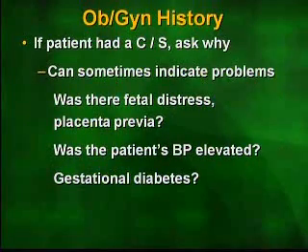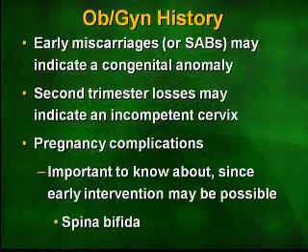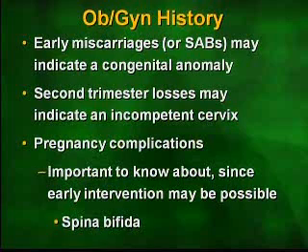Was there fetal distress? Placenta previa? Was the patient's blood pressure elevated? Did she have gestational diabetes? Okay, early miscarriages or spontaneous ABs may be indicative of a congenital anomaly. Second trimester losses may indicate an incompetent cervix. So there's interventions that can be done for those conditions.